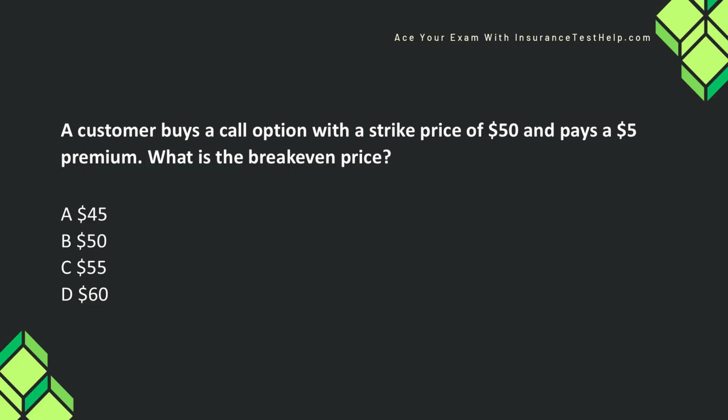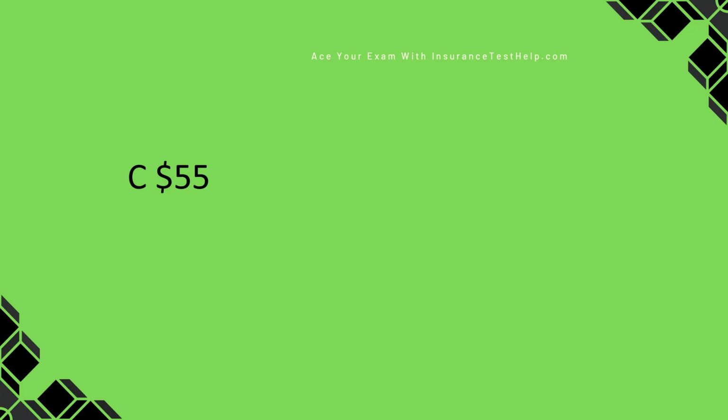A customer buys a call option with a strike price of $50 and pays a $5 premium. What is the break-even price? A, $45, B, $50, C, $55, or D, $60. The correct answer here is going to be C, $55. The $50 plus the premium price of $5 gets you the break-even price. Again, this is the basics of options. I would know how to do all the basics.